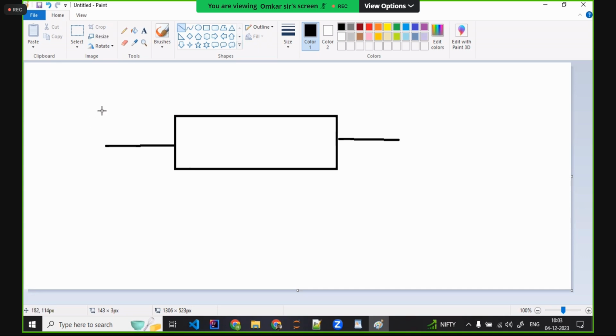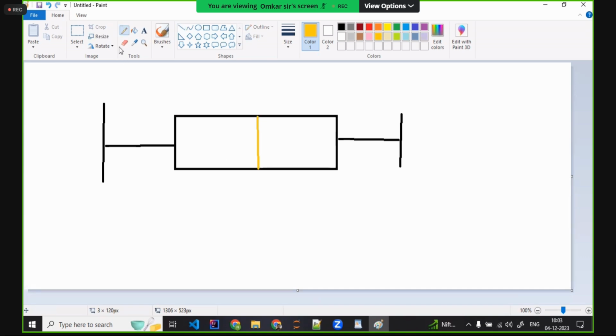And suppose some edges will be there like this. Okay, it is a box plot. And here there will be one middle line somewhere in the middle. Suppose I'm drawing a middle line now. So this is the middle line.